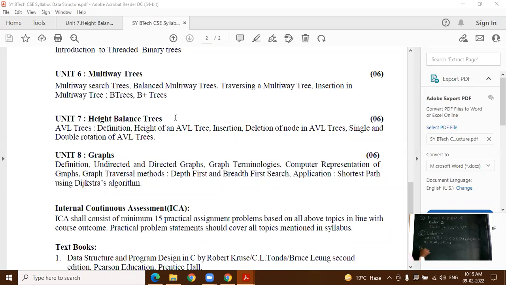Third example, is it visible? Order 4. Insert 5, 3, 21, 1, 2, 3.